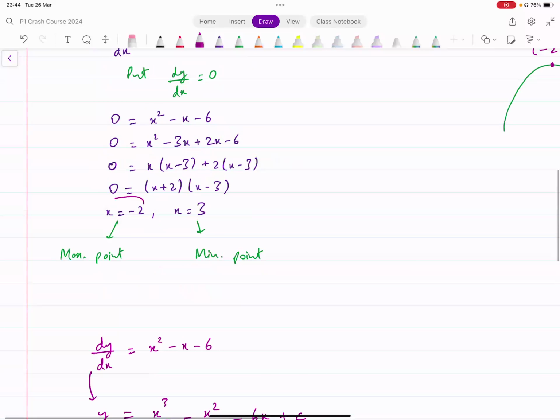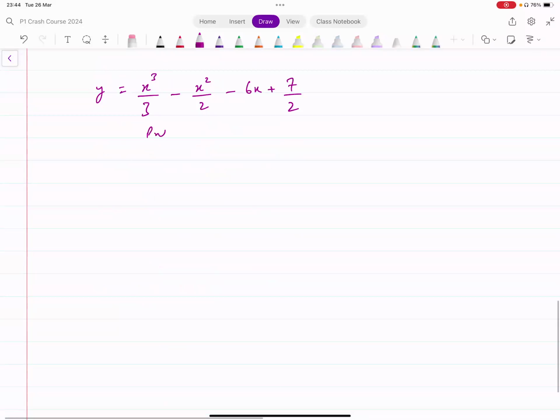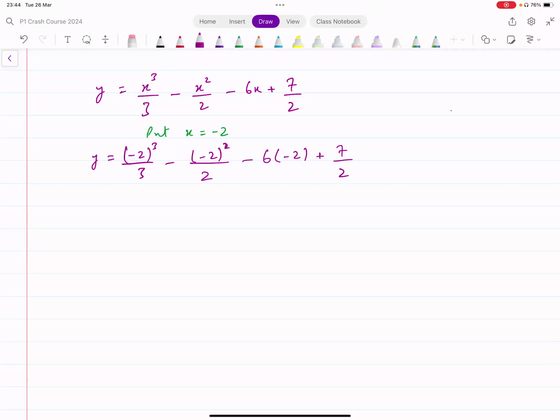Now we had the x coordinate of the maximum point. We need to find the corresponding y coordinate of that maximum point. So for that, what we do is we put x equals negative 2 in this, and that results in y equals (minus 2) whole cube divided by 3 minus (minus 2) whole squared. Always put negative numbers inside brackets, otherwise your result is not going to be correct. So this is (minus 2) whole squared, so it's going to become positive when you take a square, over 2 minus 6 into minus 2 plus 7 over 2. What's the value of y that we get from this?